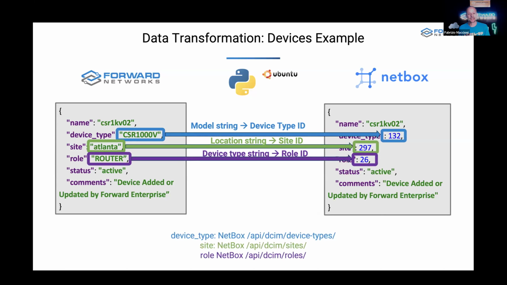And at the bottom of the slide, you will see the APIs that we are using to gather the device type, sites, and role. The same approach applies for everything that we want to export, for sites, manufacturers, interfaces, or whatnot. So we query from Forward with NQE, we transform using the lookups from NetBox, and then we push the same information to NetBox.